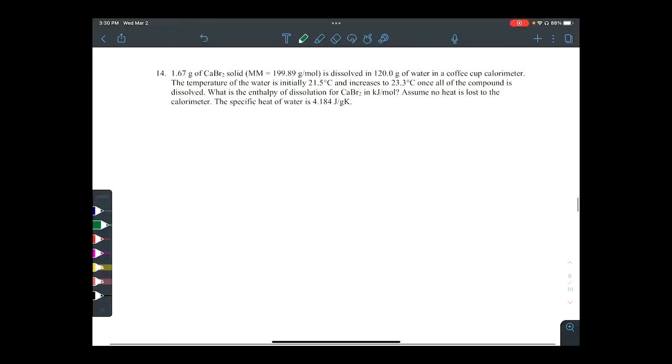So, do we want to do a coffee calorimeter question? Oh, but they're so long.